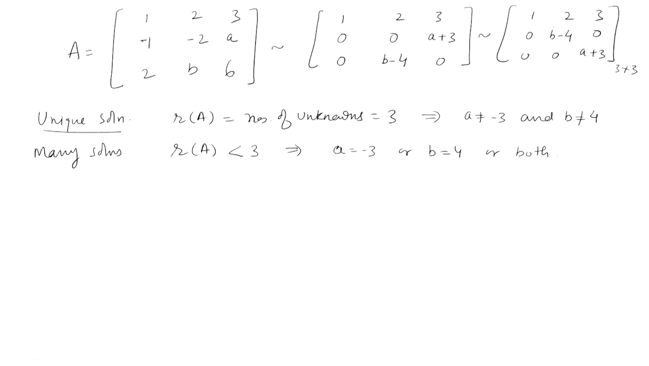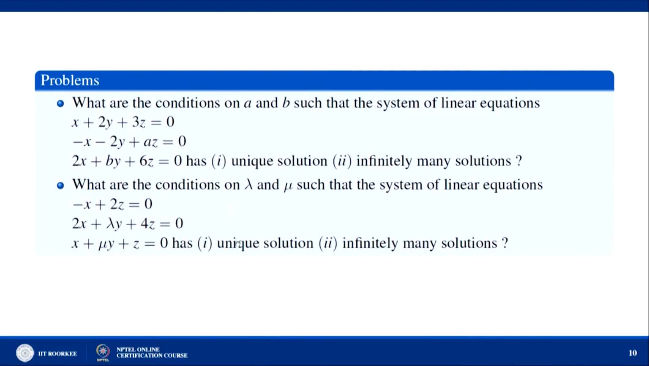If both conditions are satisfied, the rank is 1. If one of the conditions is satisfied, the rank is 2. In both the cases, the system is having infinitely many solutions. Okay. Now, similarly, how can we solve this system?